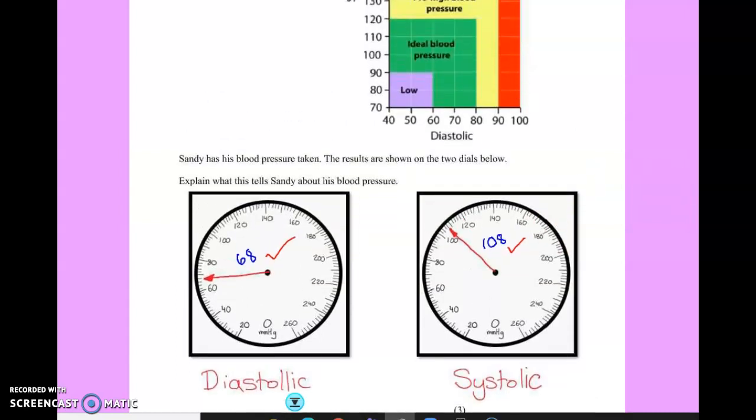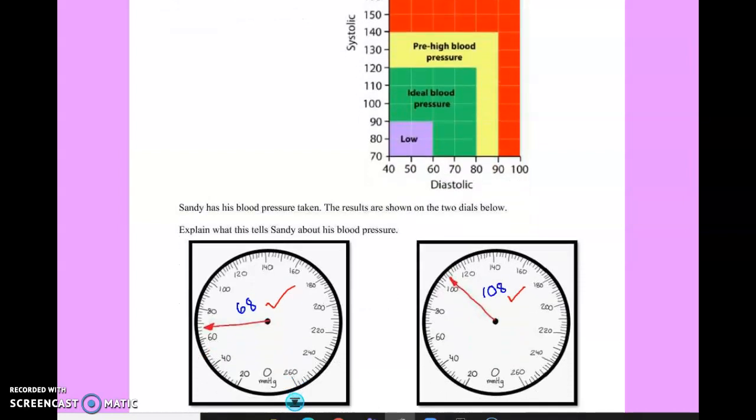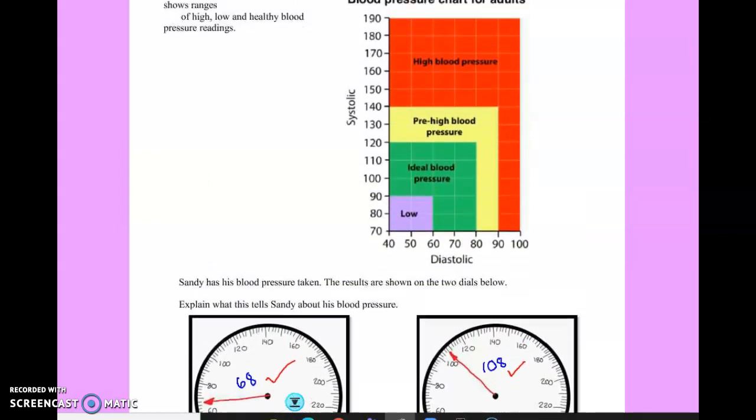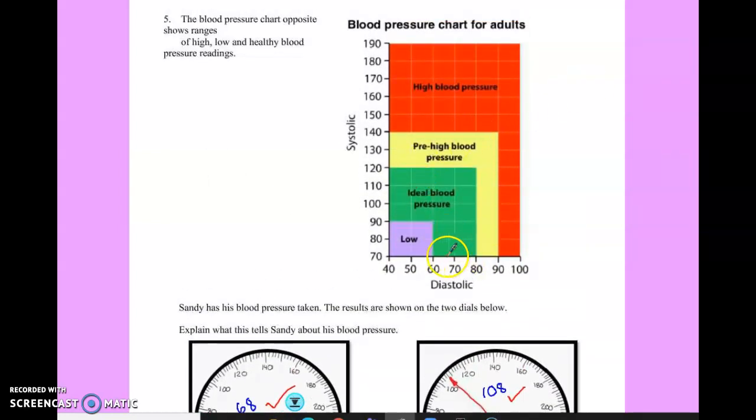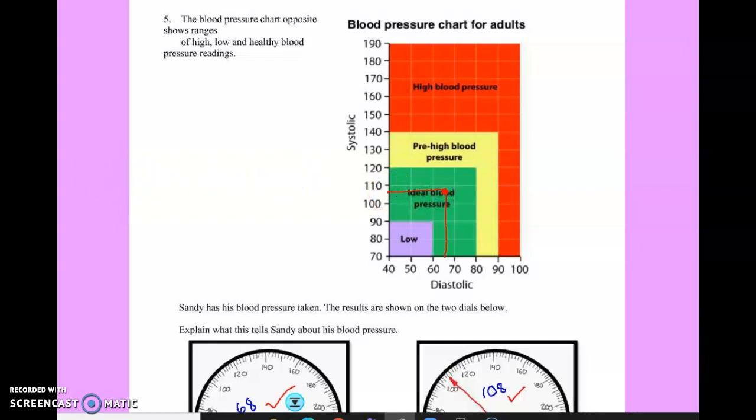And I get my final mark for putting this onto my scale. So diastolic 68, so that's round about here. So that's round about there. So we have ideal blood pressure.